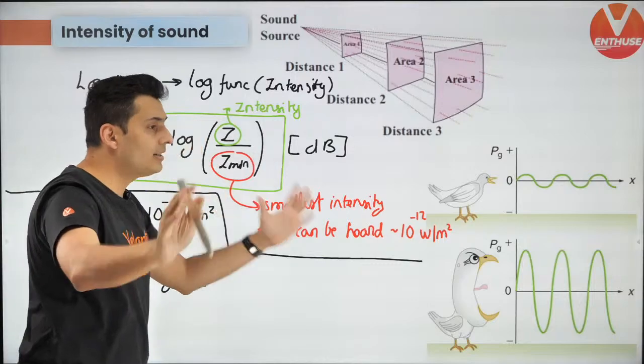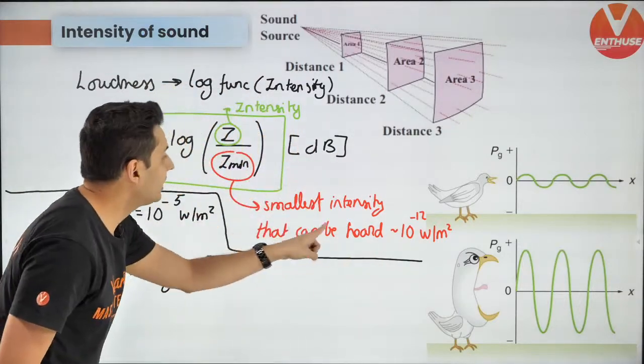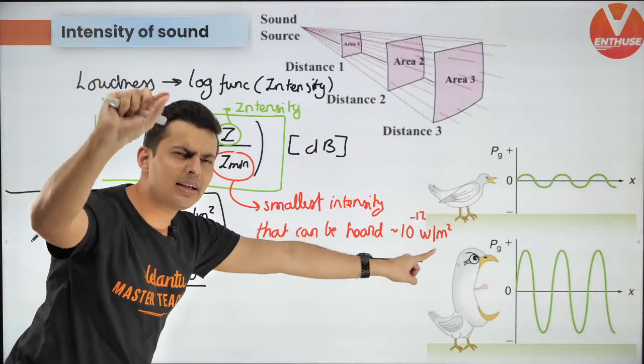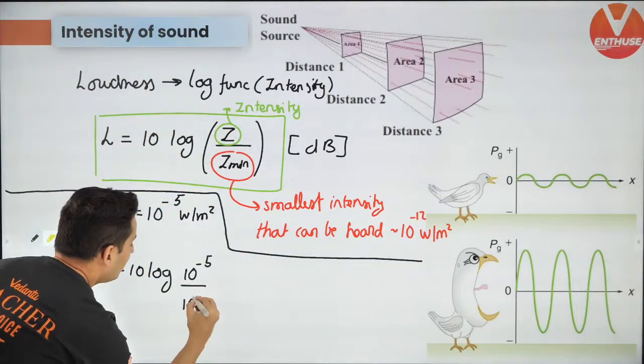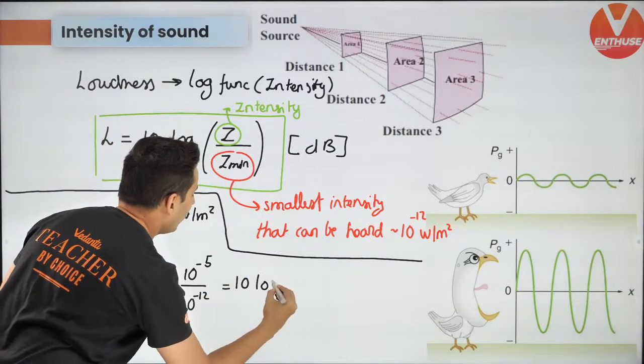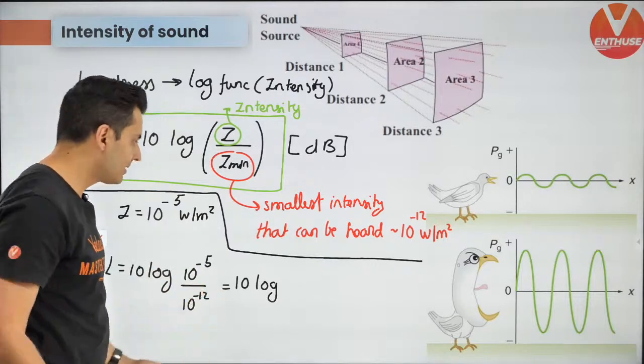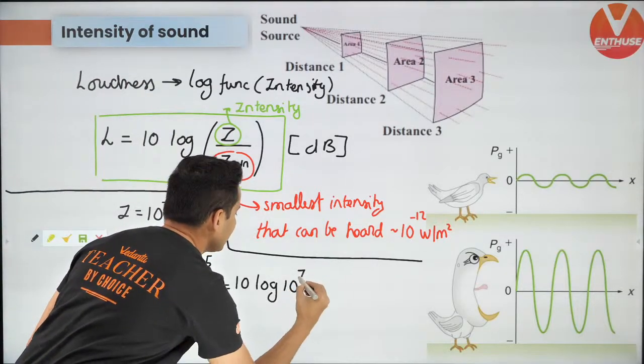The smallest intensity which can be heard by a human being is so small. It's 10 to the power minus 12. Very, very small, guys. Do this math. It will be 10 log, and this 12 will go upstairs. 12 minus 5, guys, is 7. So 10 to the power 7.